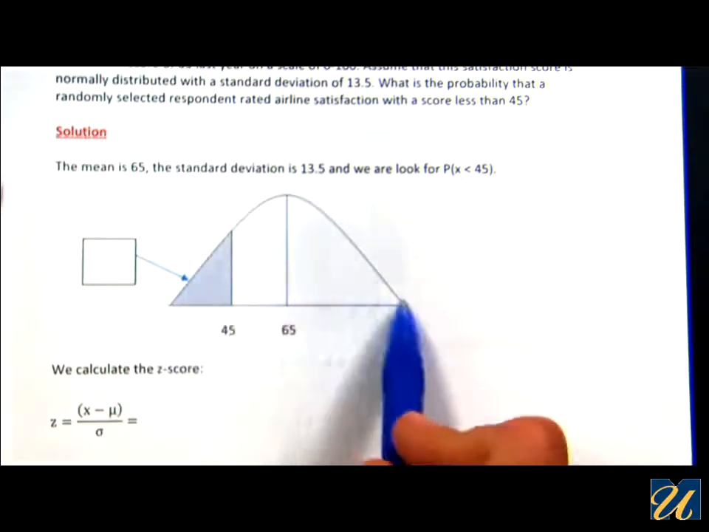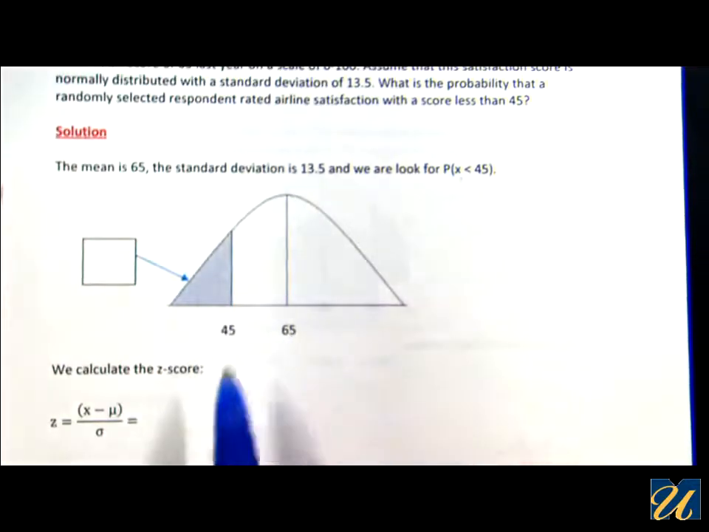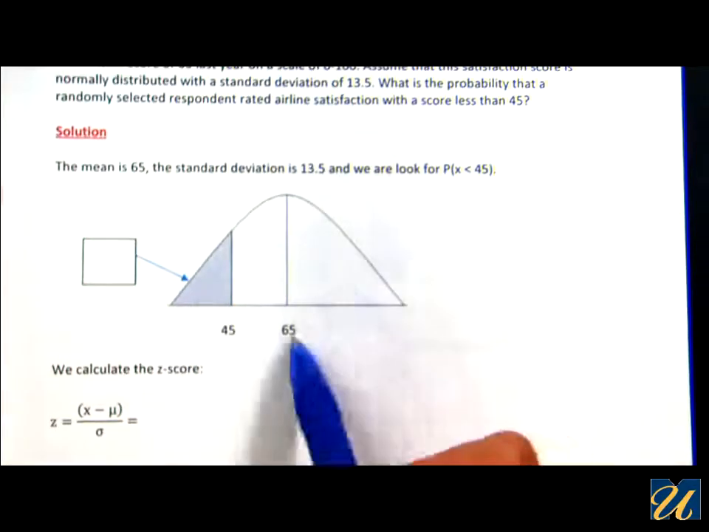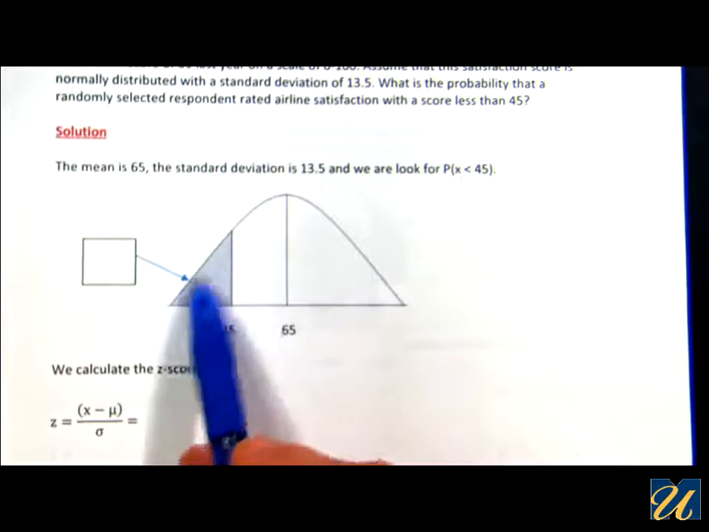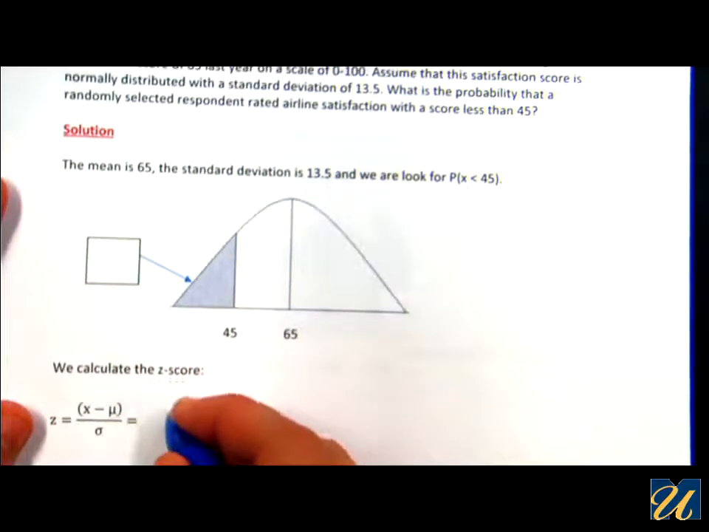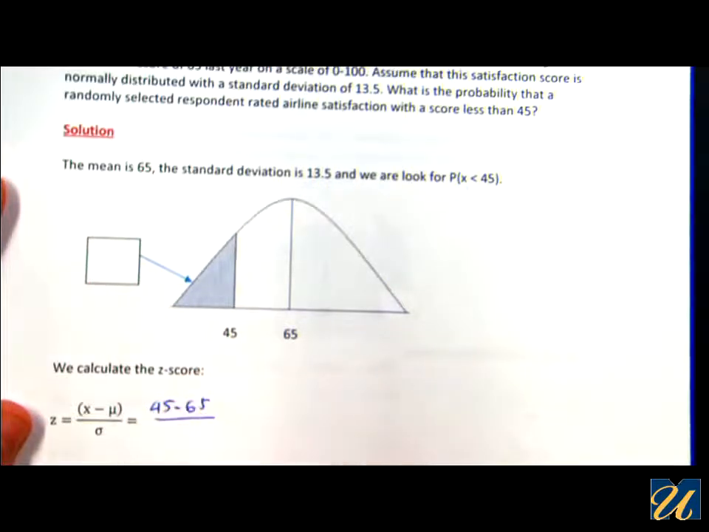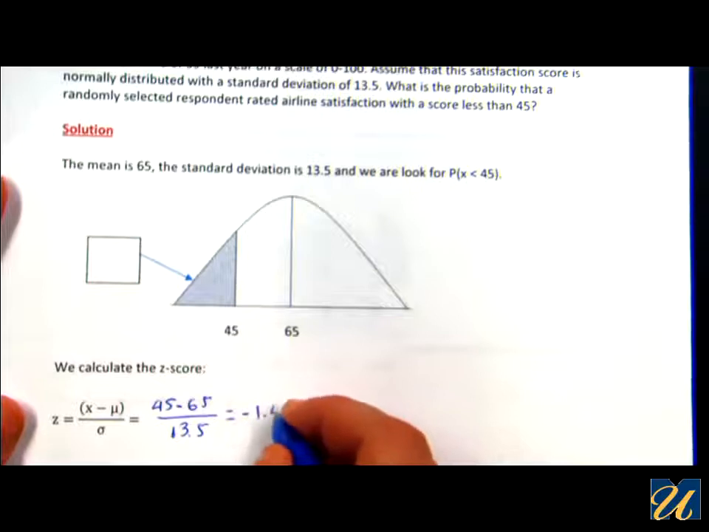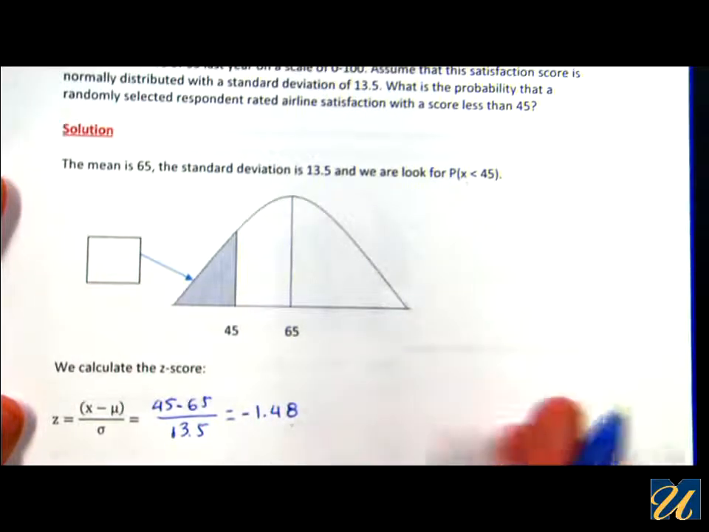We draw the normal curve. Mu is 65, 45 is to the left of the mean, less than 45. I'm looking for a left tail. We calculate the z-score. X is 45 minus 65 over sigma. Sigma in our case is 13.5. Your z-score will be negative 1.48. Negative 1.48, you take the absolute value, you check your table for 1.48.